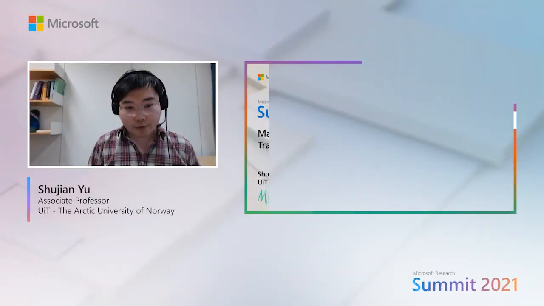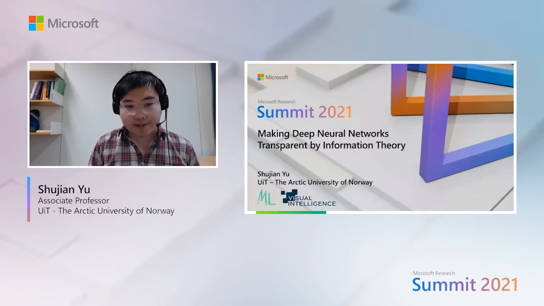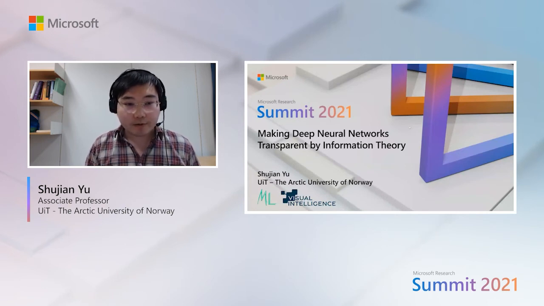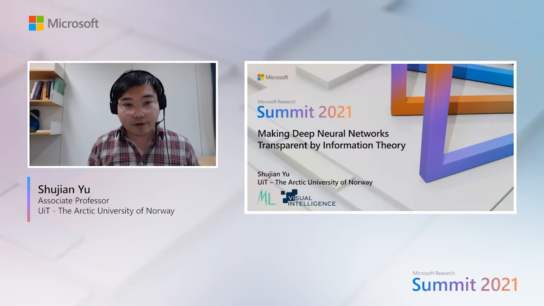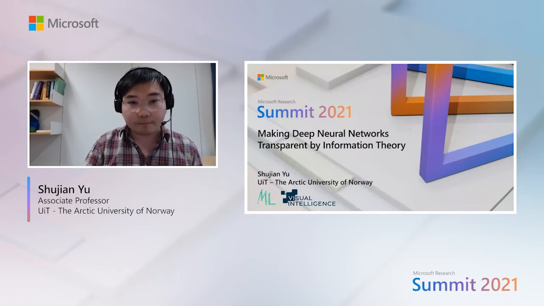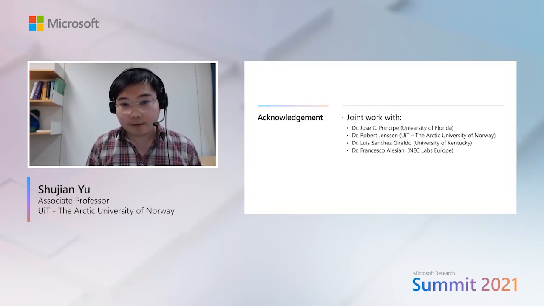Hello everyone, I'm Shujian Yu, a faculty member at UiT, the Arctic University of Norway. I'm also affiliated with the Norwegian Visual Intelligence Center. It's my honor to have the opportunity to present our work, Making Deep Neural Networks Transparent by Information Theory, at the Microsoft Research Summit 2021. This is a joint work with my supervisor, Dr. Jose Principe at the University of Florida, and my colleagues at UiT, the University of Kentucky, and NEC Labs Europe.